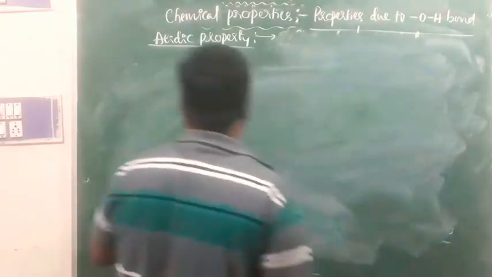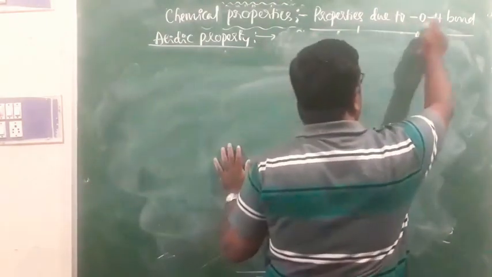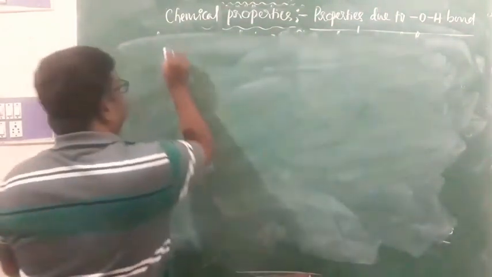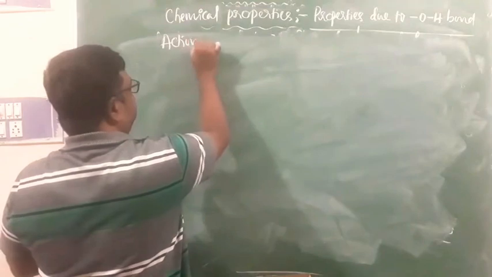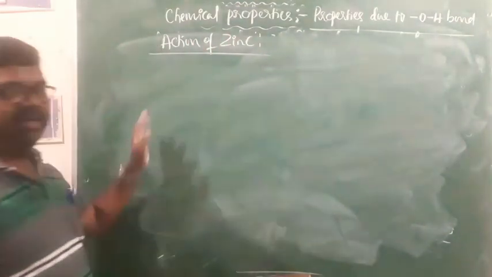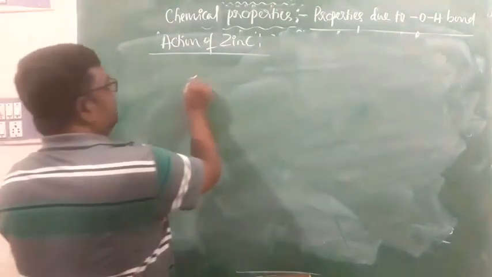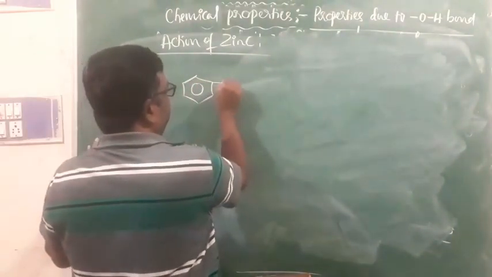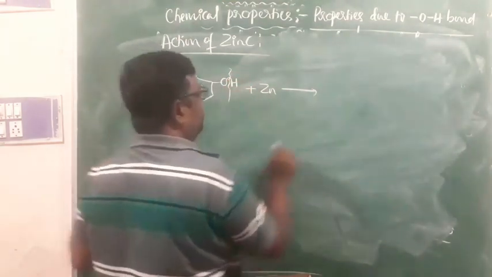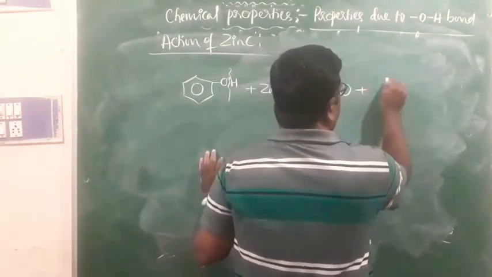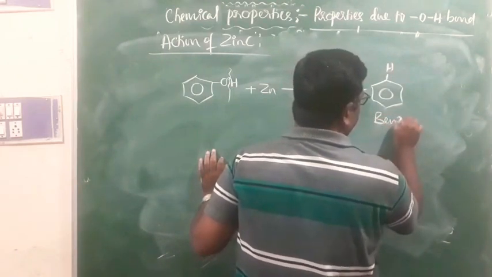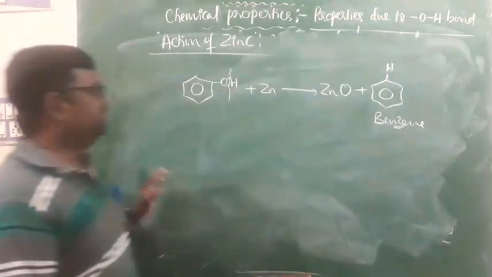Now, under the headline properties due to the cleavage of OH bond, I'll go for one more chemical reaction, that is action of zinc. This is also a very important reaction. When phenol reacts with zinc metal, this bond will be broken and you are going to get zinc oxide along with the formation of benzene. This is what we call benzene.